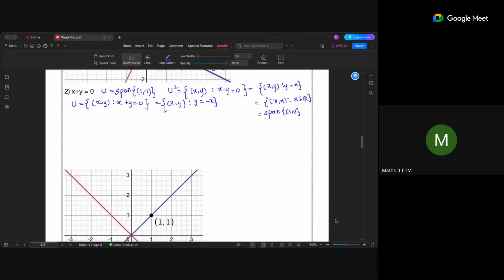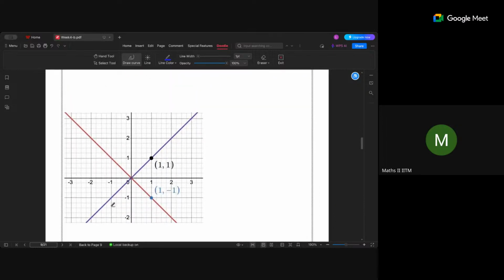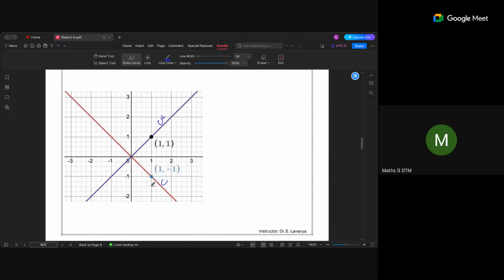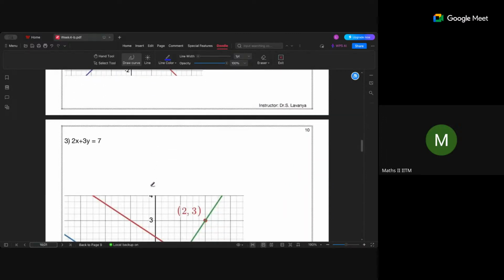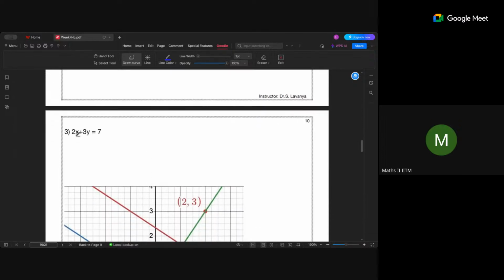Okay. So here you see that this is 1 comma 1. So this is your u perp, and this is your u. These are the perpendicular lines through origin. Okay. Now see, you have this 2x plus 3y equal to 7. Now, is this a subspace?